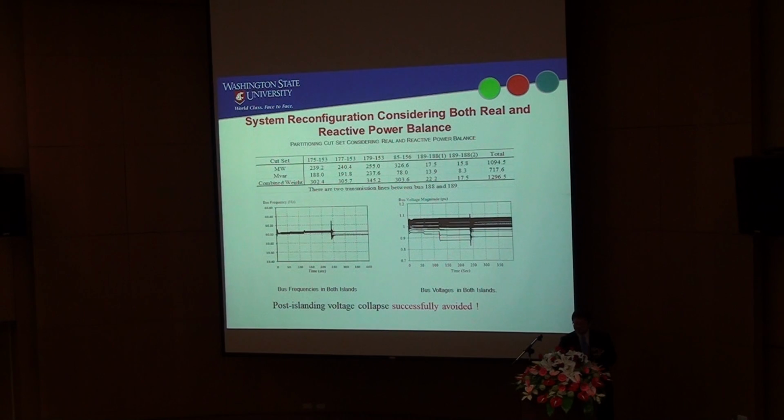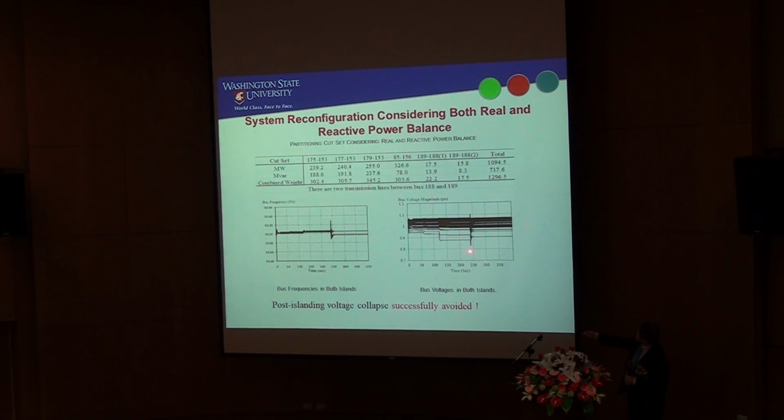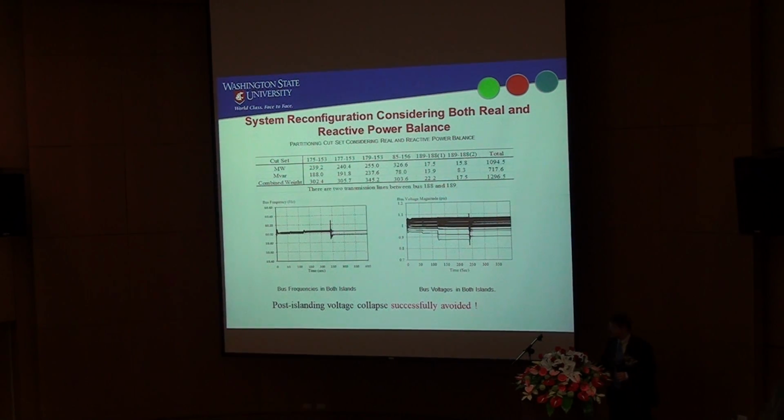Okay, so after partition, this is the simulation. If you actually take that action at 241, which is somewhere here, then the system becomes stable, and you have two islands. There's a north island and a south island, and both become stable after that tripping.